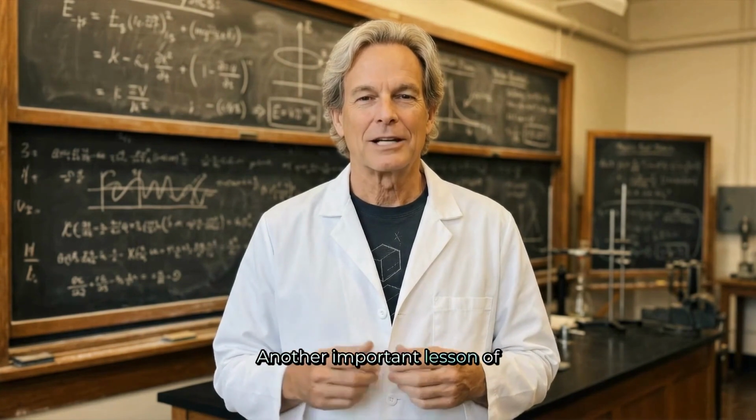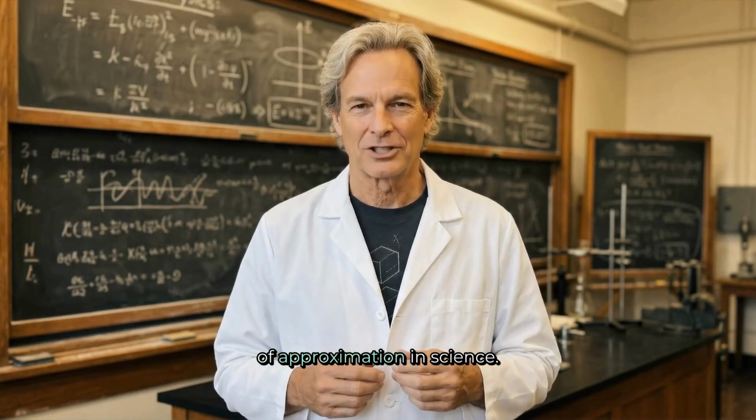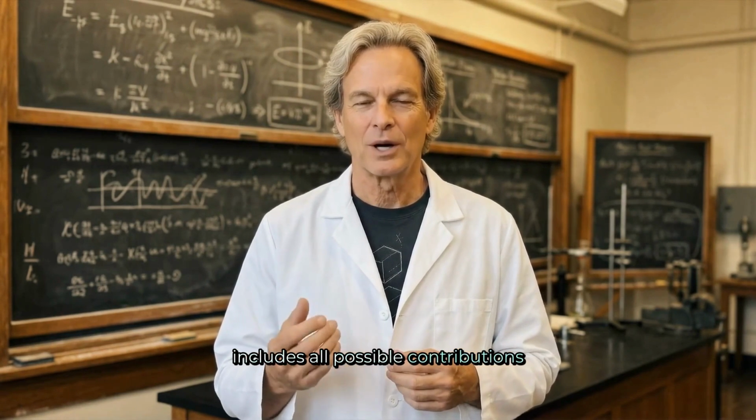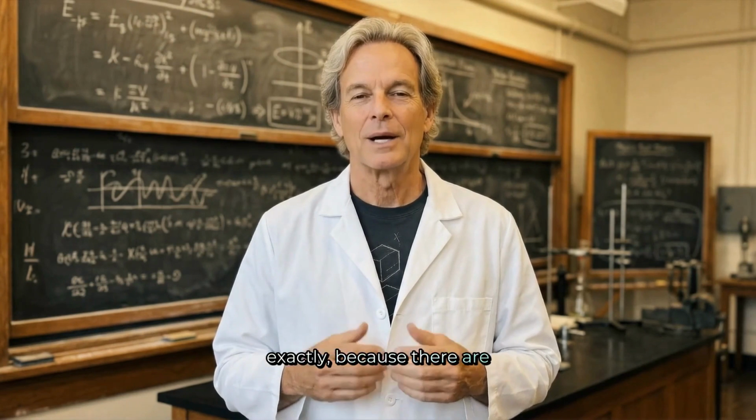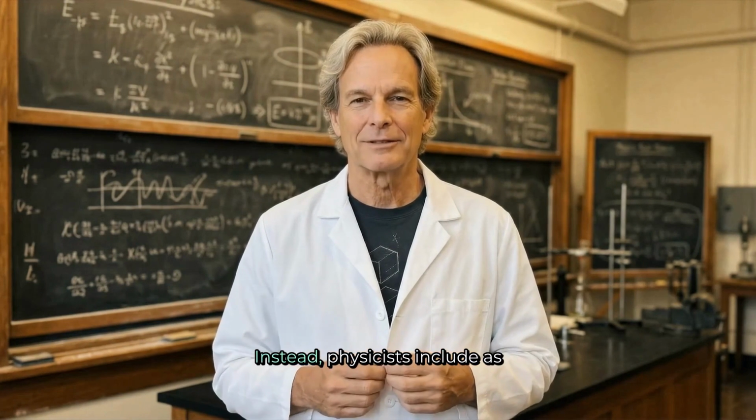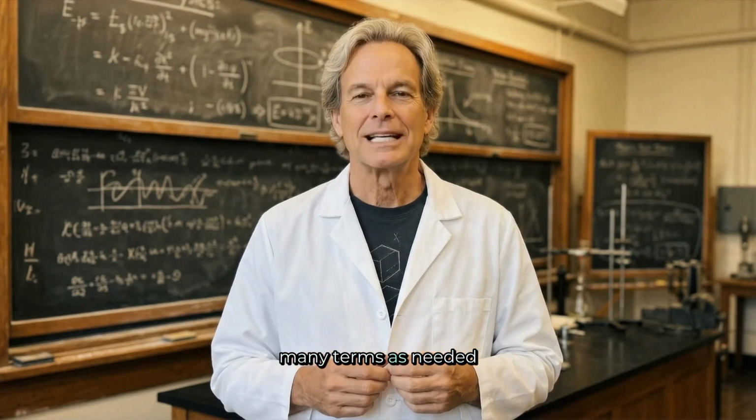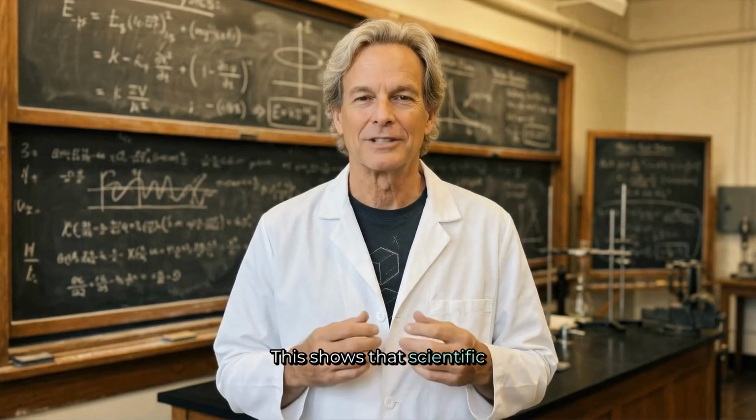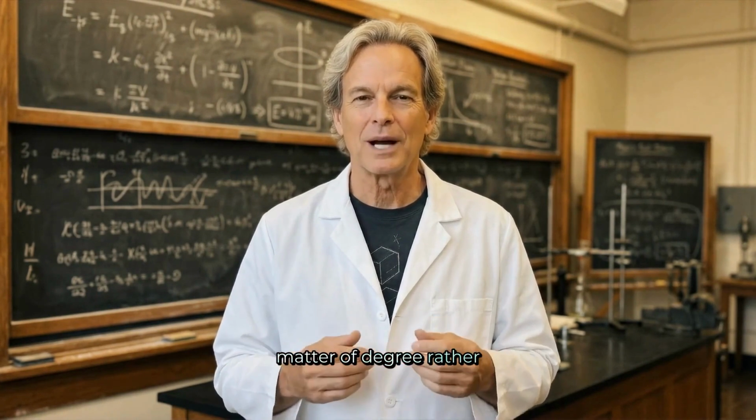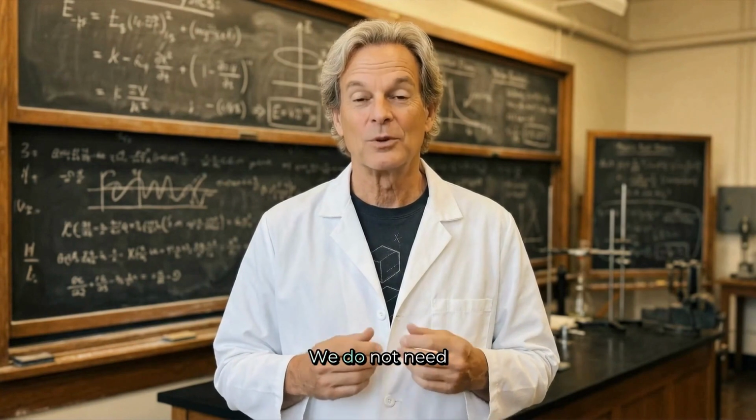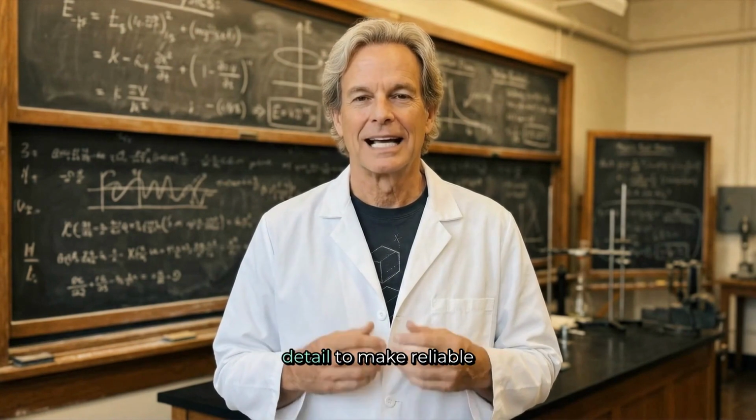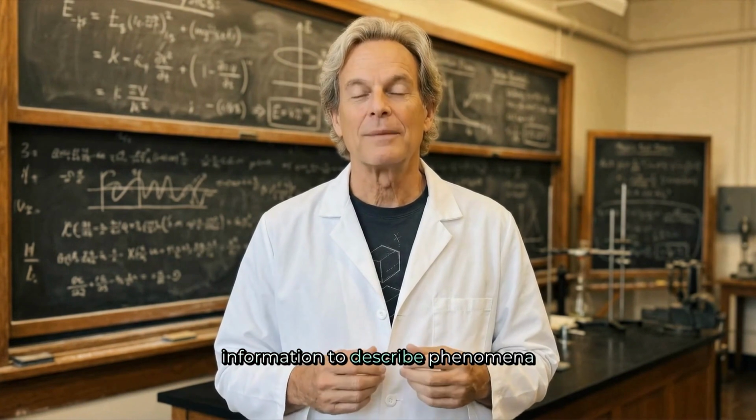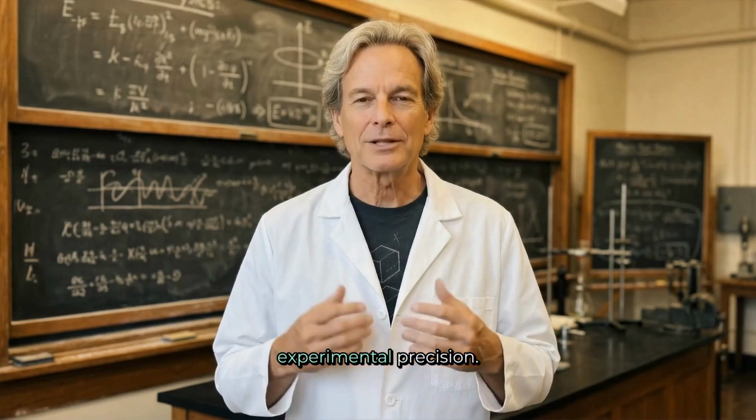Another important lesson of QED is the role of approximation in science. No calculation in QED includes all possible contributions exactly, because there are infinitely many of them. Instead, physicists include as many terms as needed to achieve the desired level of accuracy. This shows that scientific knowledge is often a matter of degree rather than absolute certainty. We do not need perfect knowledge of every detail to make reliable predictions. We need only enough information to describe phenomena within the limits of experimental precision.